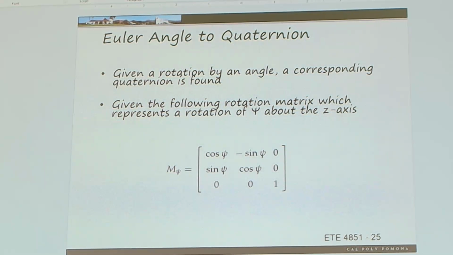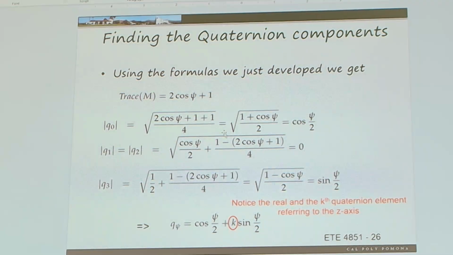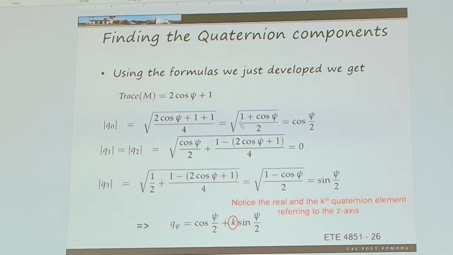And I can find a quaternion for that by just going through the equations that we got from before. So we find the trace, find Q naught, and this is what we're going to do. Find Q1, which turns out to be equal to Q2, which is going to be 0, and Q3 is going to be sine over 2. Now what's interesting is this is what we're going to get. We're going to get K sine over 2 plus the cosine. So think of this as rotated about the z, so we see the K showing up, where the other two were zeros, which kind of makes sense.